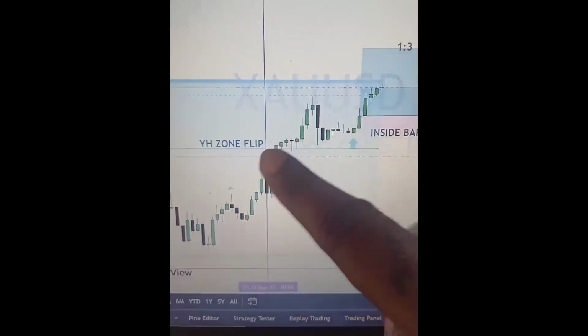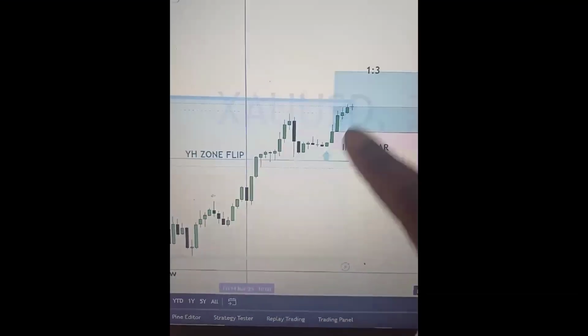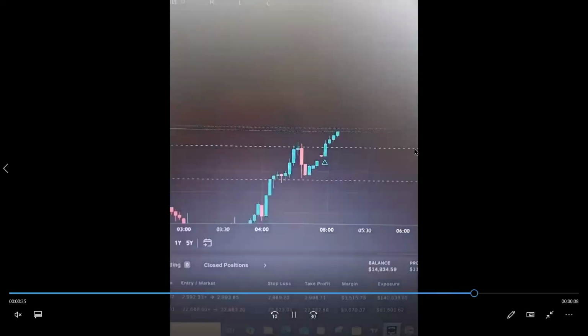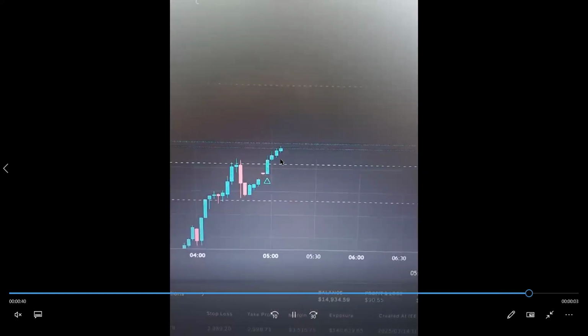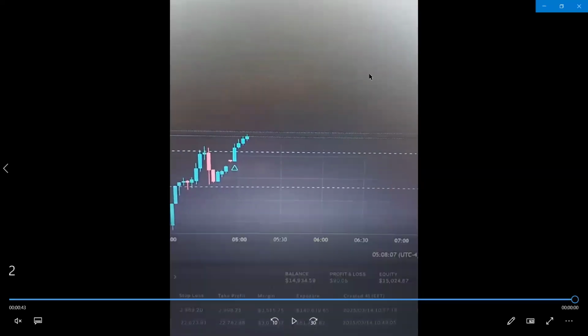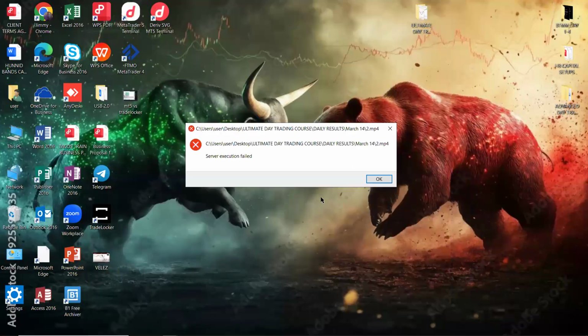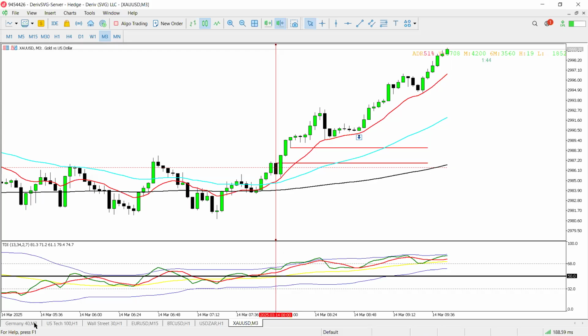Okay, that was the London Open. Zone flip, break, retest, inside bar entry, risk reward 1:3. Then this was the running trade. So you can see the trade was executed, and here it was running with a TP slightly above there. So yeah, that's what I wanted to show you guys today. Basically trading our gold setup, and this was it.